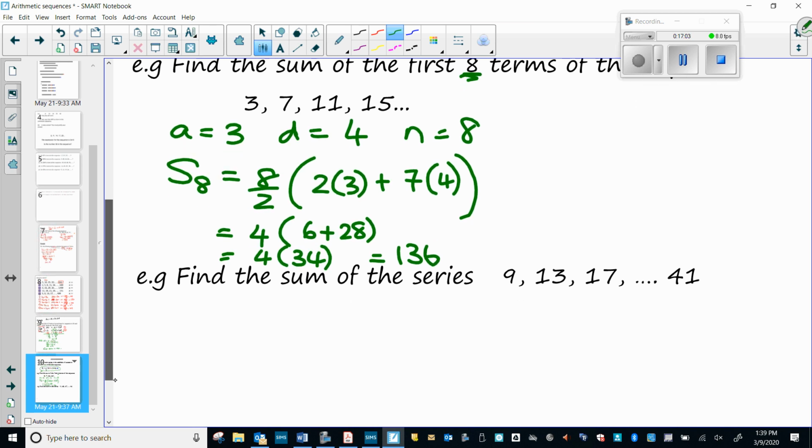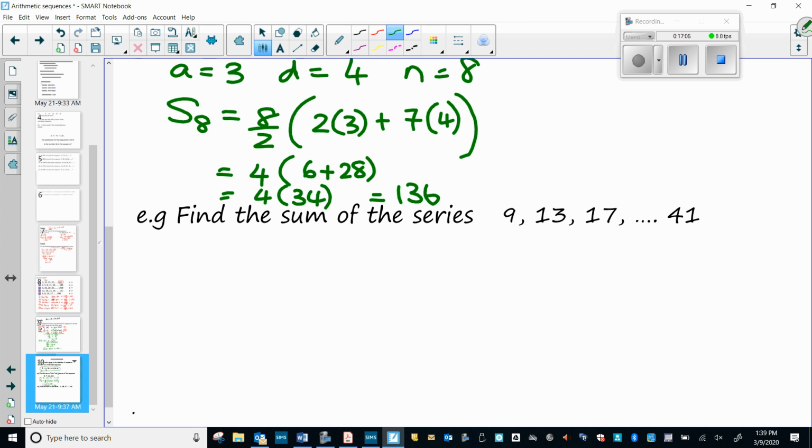Now this one here is a little bit different because they haven't told us how many terms they want us to add up. But they did tell us what the end point was. So what do you think we might do? Solve for that. So we're finding the value of n, using that 41. So we're going to say 41 is equal to, should we do the easier version?